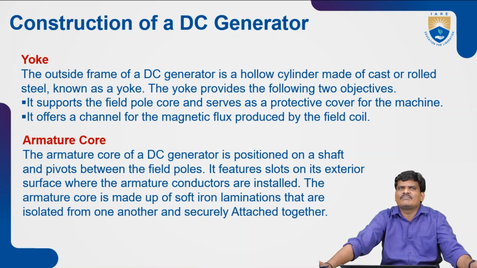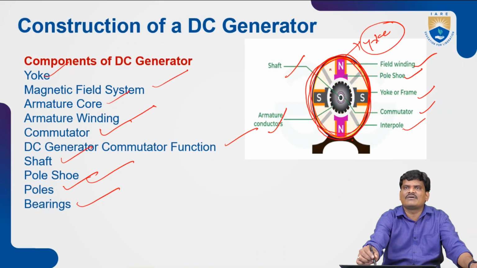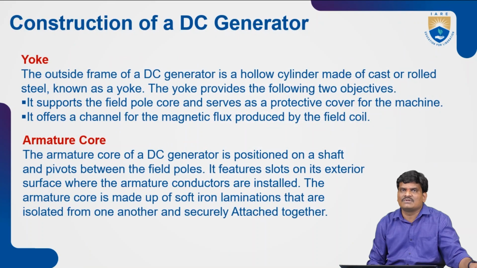And what is the main purpose of having a yoke in the construction of a DC generator? It is in order to support the field poles. That is, there are a certain number of poles present in the form of N and S in this construction. Yes, in order to provide mechanical support to this particular structure, we need to use the yoke. And the yoke is an outer cover which is used to provide mechanical support to the system.